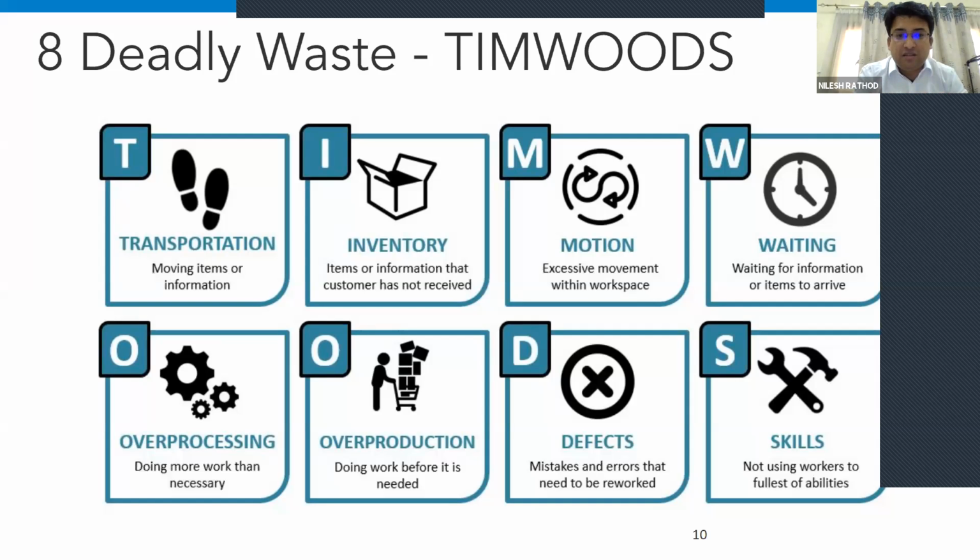Fifth is over processing. Delivering more than the customer requirement leads to over processing. Six, overproduction. Producing more than the requirement, or producing earlier than the requirement, or doing work before it is needed, is overproduction. Seventh waste is known as defect waste. Any kind of activity which has a rejection, rework, or defects falls under the category of defect waste. Last, skills or creativity. Anything which is not using human creativity or human skill up to their fullest ability falls under the category of skills.